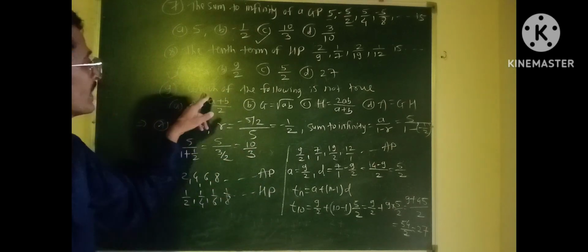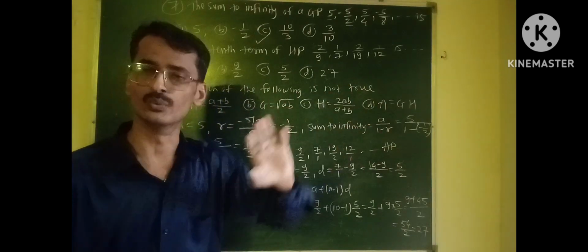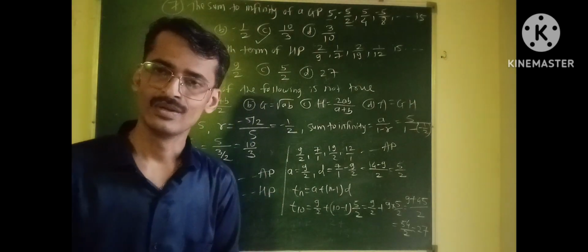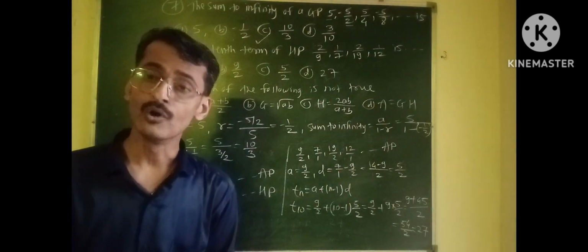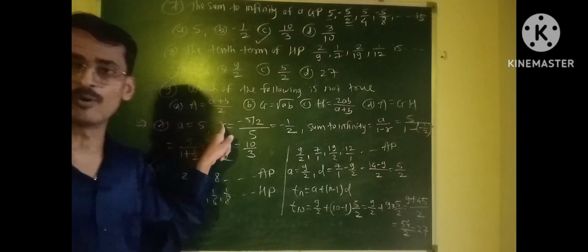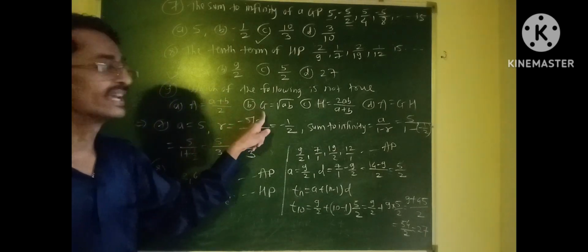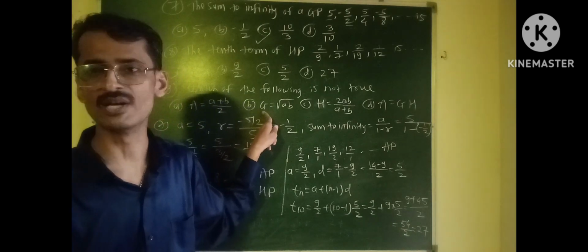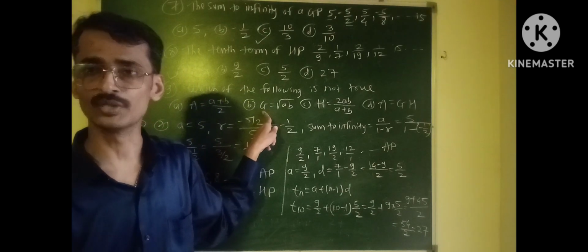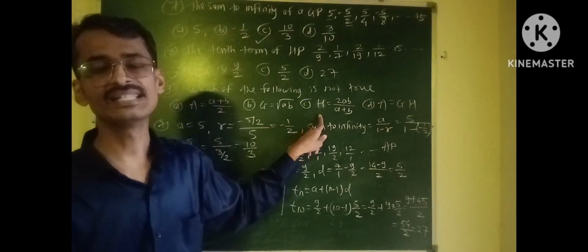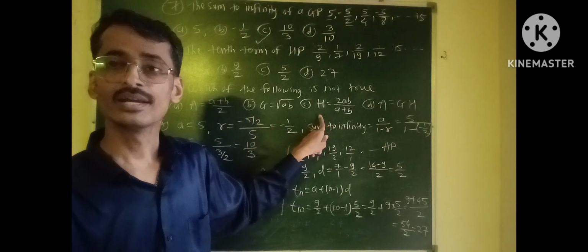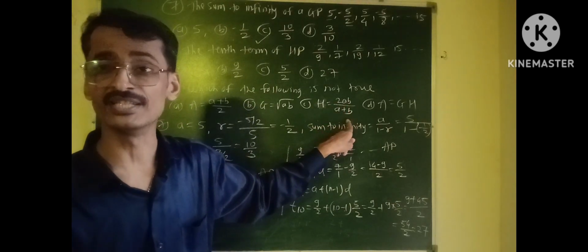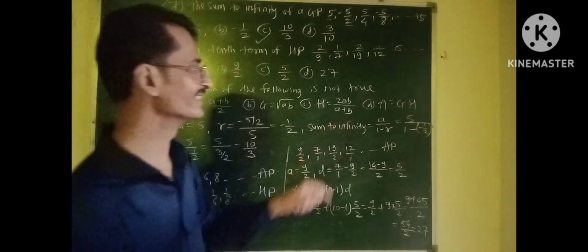Now in the next sum, question is which of the following is not true? Which one is not true? Now what is A? A means arithmetic mean. So by definition of arithmetic mean AM, we know that A is A plus B upon 2. So this is true. Next is G, geometric mean. Now we know that by definition G square is equal to AB, and so G is under root AB. So this is also true. H means harmonic mean, HM. Okay, so if two numbers are A and B, their harmonic mean is 2AB upon A plus B. So this is also true.